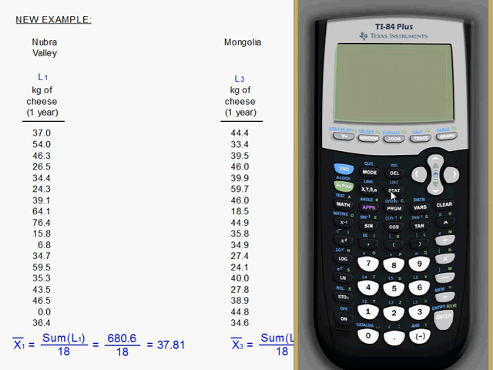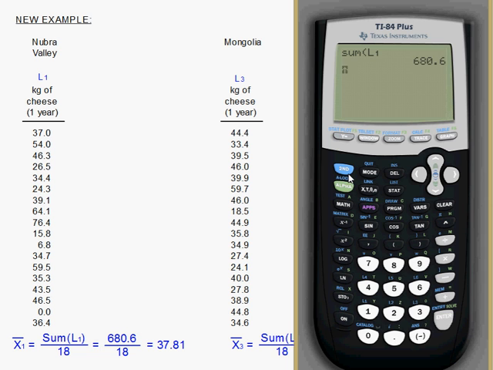And over here on the stat button, you can see that the second function is list. So these are all the list functions. I go second list. We have names, ops, math. If we go over to math, we can come down over here to 5, which is sum. So I can hit 5. And I can go L1, so it's going to sum up L1, and we get this sum of all that data. We can do the same thing for L2.